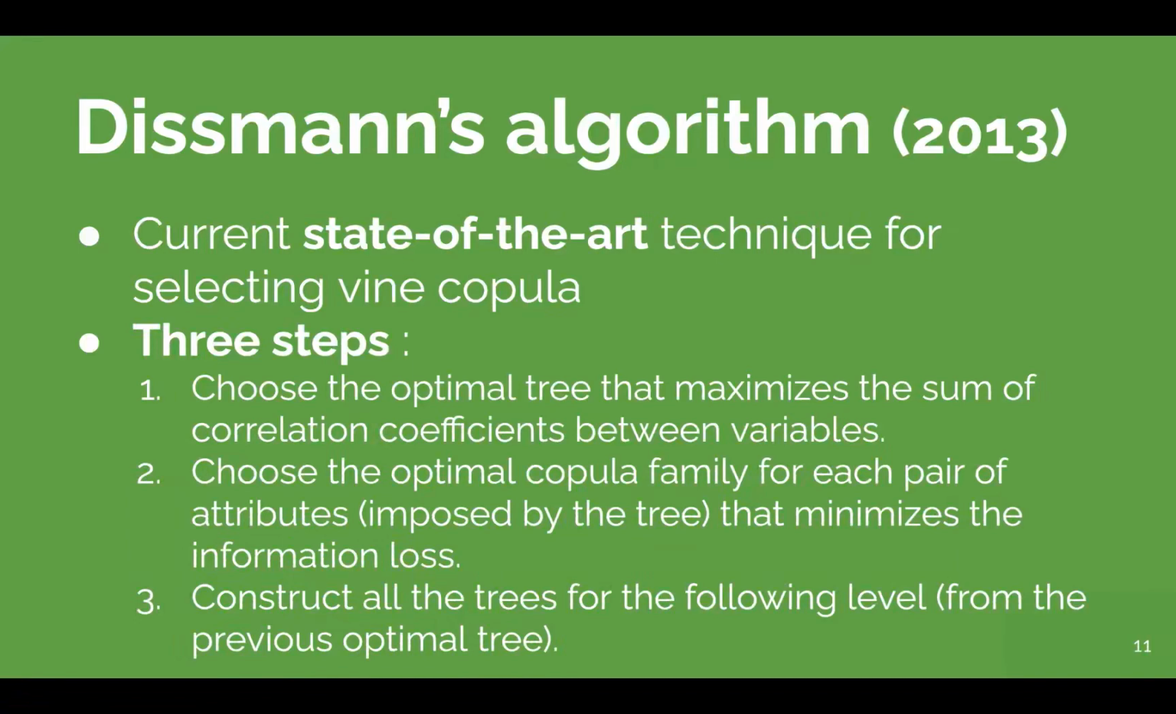Dissmann's algorithm can be summarized in three steps. Choose the optimal tree that maximizes the sum of correlation coefficients between variables. Choose the optimal copula family for each pair of attributes.